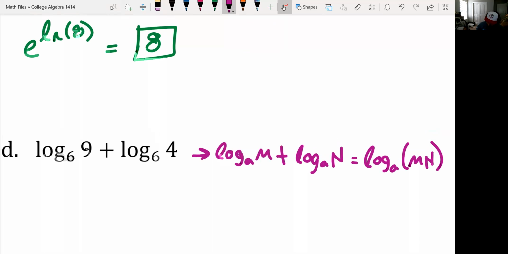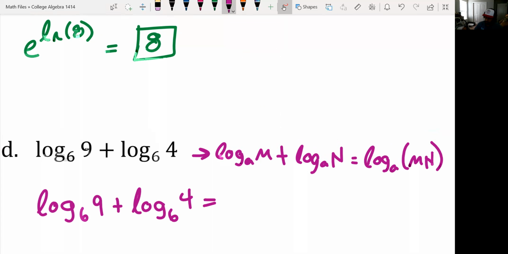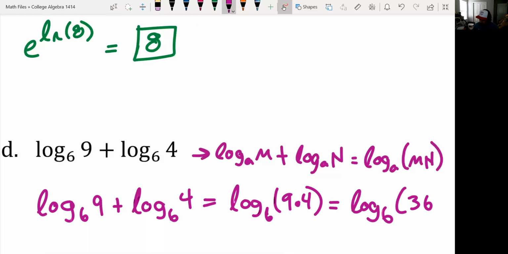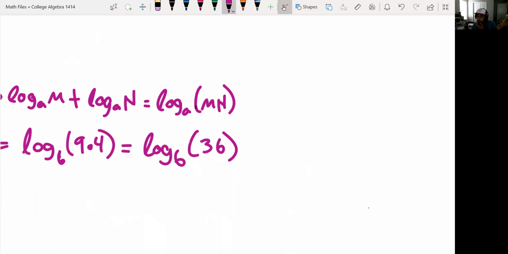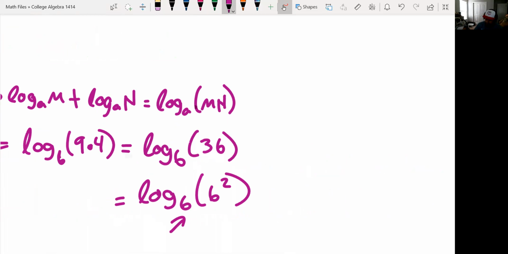So that means that this becomes, so I rewrite it, log base 6 of 9 plus log base 6 of 4 becomes log base 6 of 9 times 4, which will give us log base 6 of 36. Oh, but we are not done, y'all, because we can simplify this further if we write 36 as a base of 6. So we can rewrite this as log base 6 of 6 squared, and by log properties, since this base is the same as that base, our answer here is just 2.